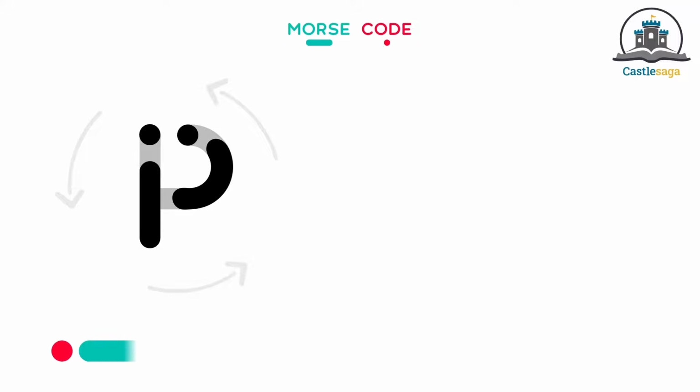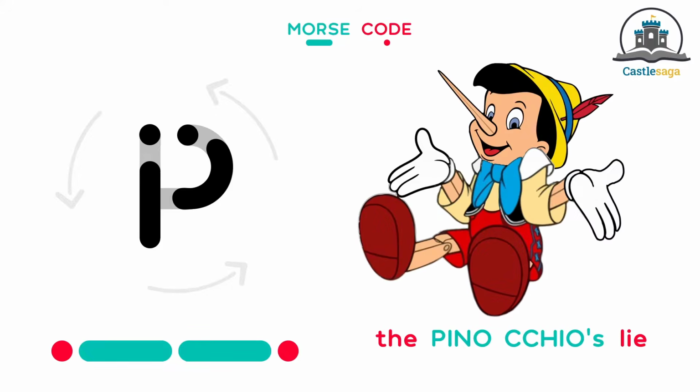The line we will use for P is, the Pinocchio's lie. He is a fictional character, whose nose gets bigger every time he lies. Hence, the Pinocchio's lie.